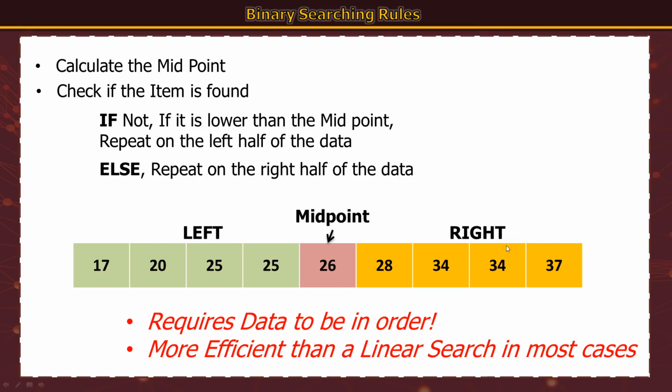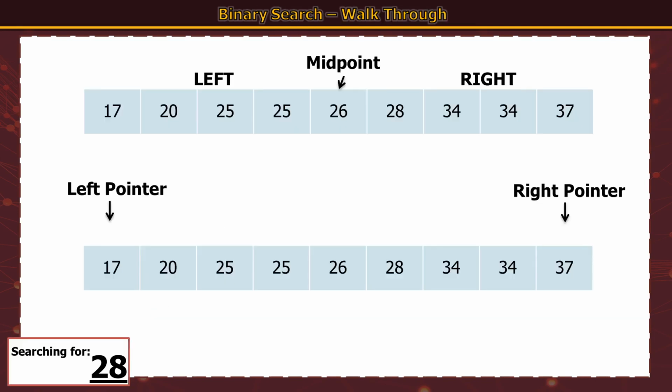Here I have got an example of some data. So it starts at 17 and it works its way up to 37. In order for a binary search to work, it requires the data to be in order, and this data here meets that criteria. Another thing I'd like to point out is that the linear search is normally less effective than the binary search in most cases.